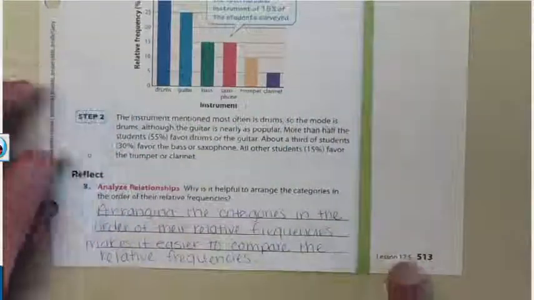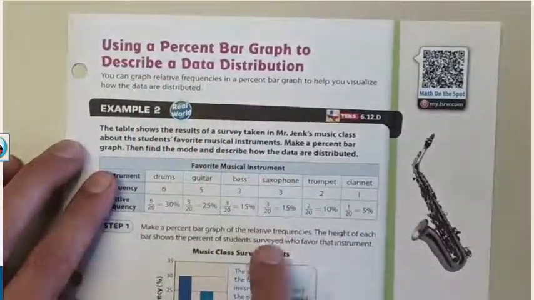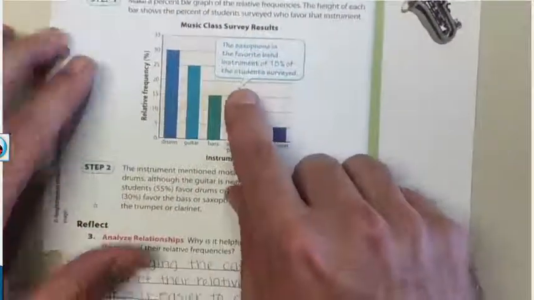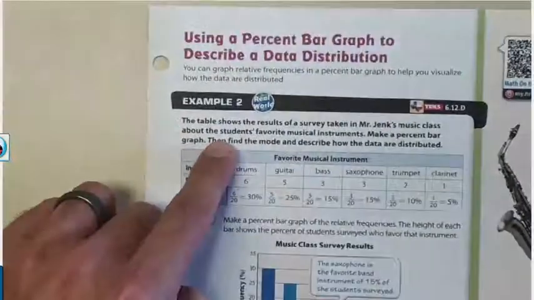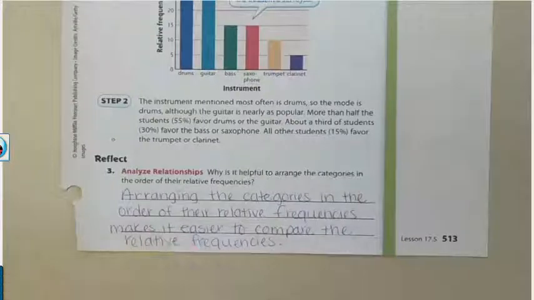Alright, this is page 513. I want you to read through this part right here on your own, on your notes. Read through step 1 and step 2 for example 2. Then I want you to copy down the notes for the reflect. Pause the video. Alright, when you're done, turn it over.